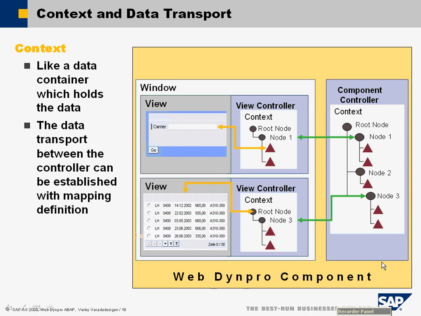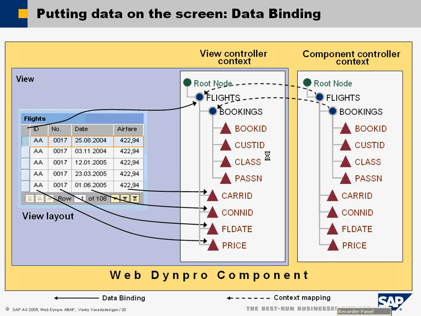And what is the use of a component controller? The component controller is part of the Web Dynpro component. It is a level above the view controller. So it is mainly used for two purposes. One is to coordinate between views and also to interact, for example, with the business logic. Okay, we'll see that later. So mainly the context is the container for holding your data, right? And you can correlate different values, that is different attributes. That's what we are going to see in the next slide.